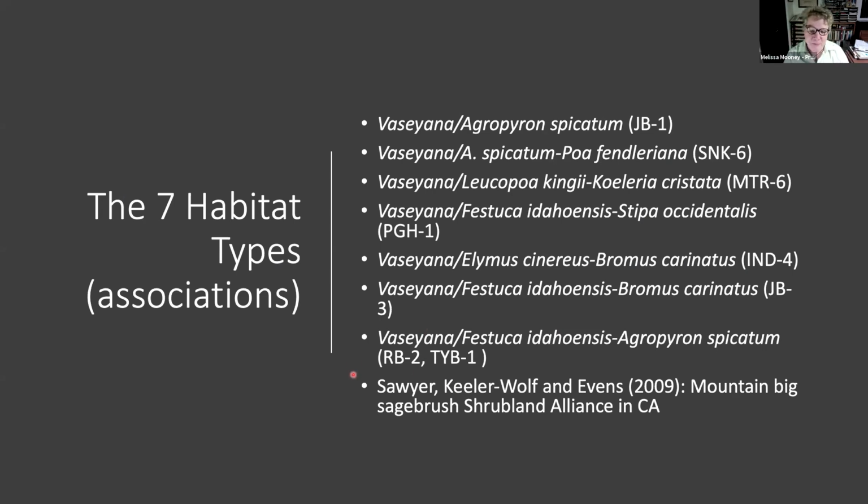I would like to at least point out, though, that in California, and again, I was working in Nevada, but in California, looking at the Manual of California Vegetation, which is Sawyer, Keeler, Wolf, and Evans, Mountain Big Sagebrush Shrubland Alliance is what it's referred to. And there are 10 associations in California, and 4 of them include graminoids. There are also several in the National Vegetation Classification System, and they include shrub types and herbaceous types also.